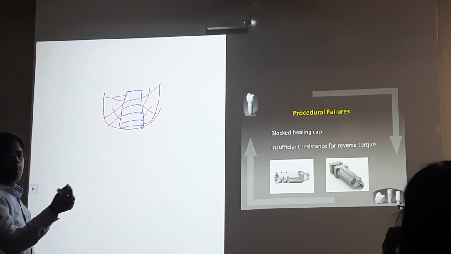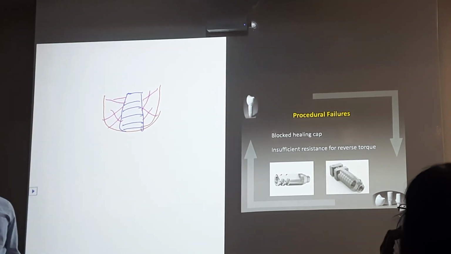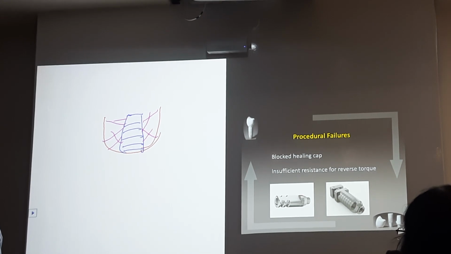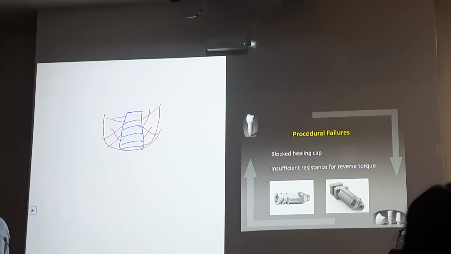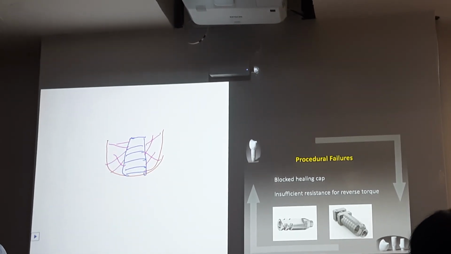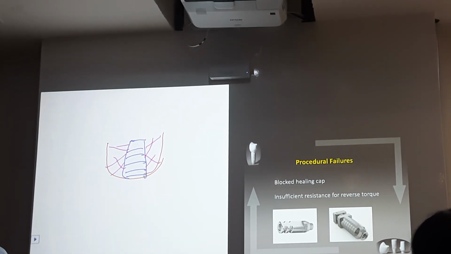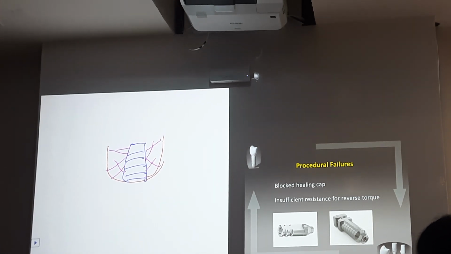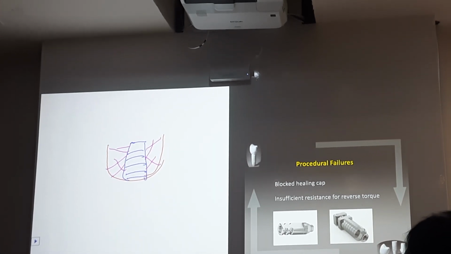After 3 months, remove the cover screw. The cover screw has come out. Does that mean the implant is integrated or not? It's integrated. Only then can the cover screw come out. Otherwise, the implant will also come out along with the cover screw. Okay.